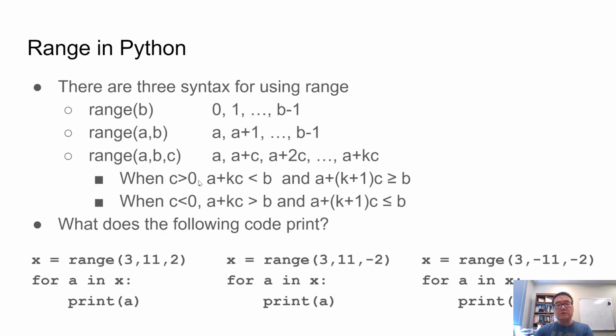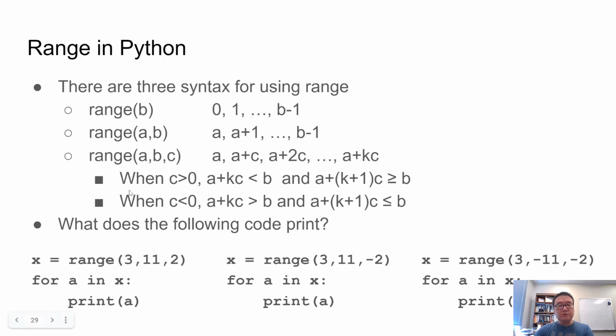When c is greater than 0, the values included in the range will be increasing. The first one will be a, the second one will be a plus c, until we reach a plus k times c, so that this number is still less than b, but the next one, a plus (k plus 1) times c, will be greater than or equal to b. And when c is less than 0, the values will be decreasing. So we will stop when the value becomes smaller than b. We keep going while the value is still greater than b, but the next one will be less than or equal to b.